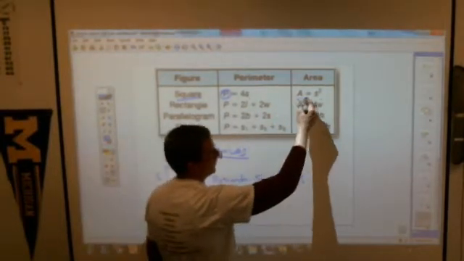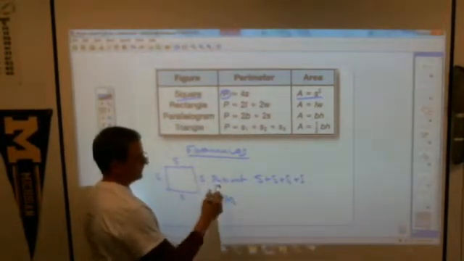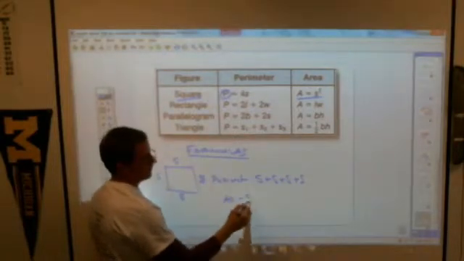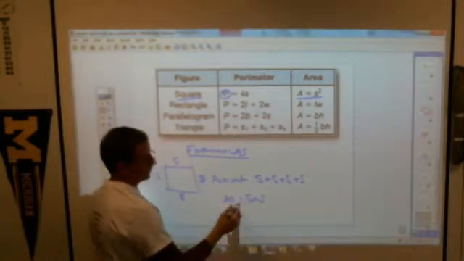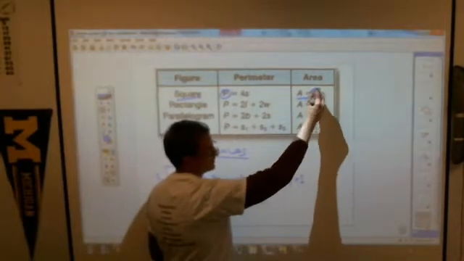Same thing. When we talk about the area of a square, we know that area is length times width. Well, in a square, since both numbers are the same, rather than saying length times width of a square, we could say side squared.